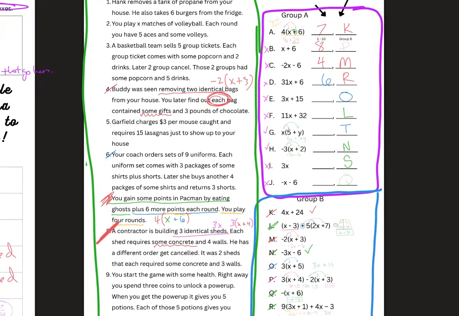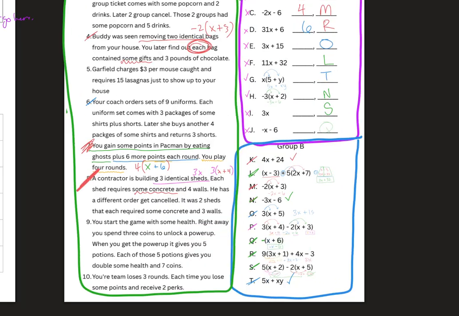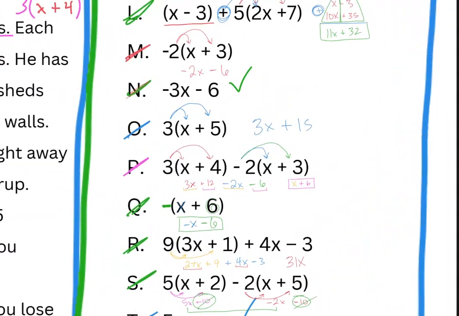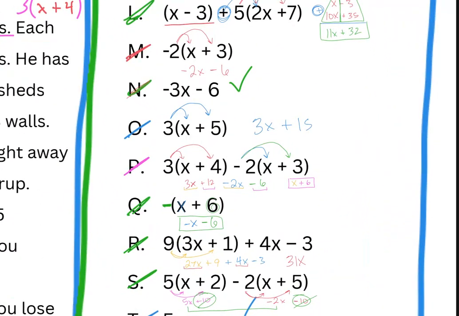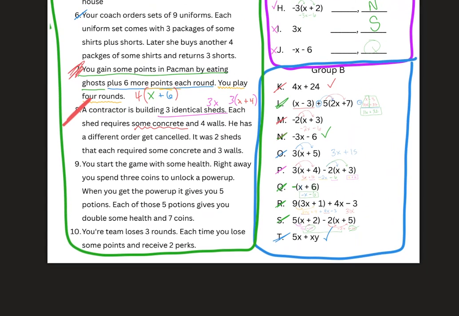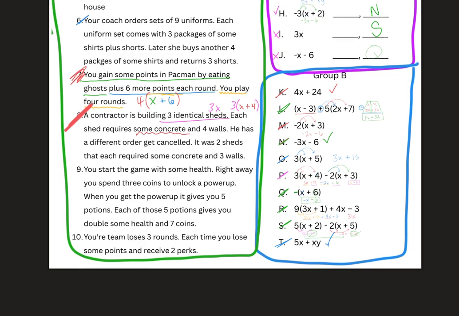C goes with number 6. All right, E goes with O, right? 3 groups of something going on, right? So let's see. You start the game with some health. Right away, you spend 3 coins. Well, that's minus, and that's not what's going on. Your team loses. That's not what we've got going on.